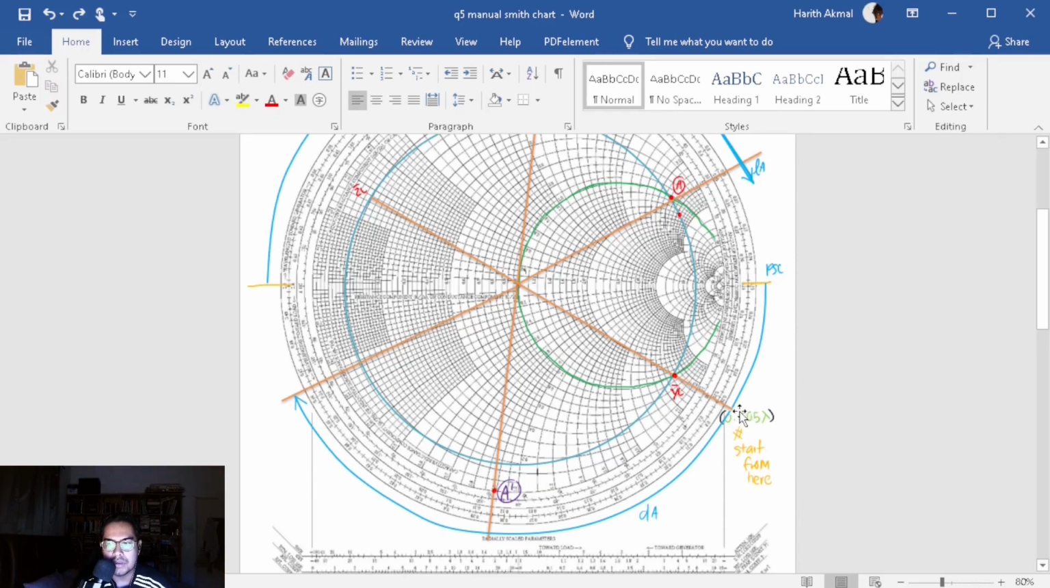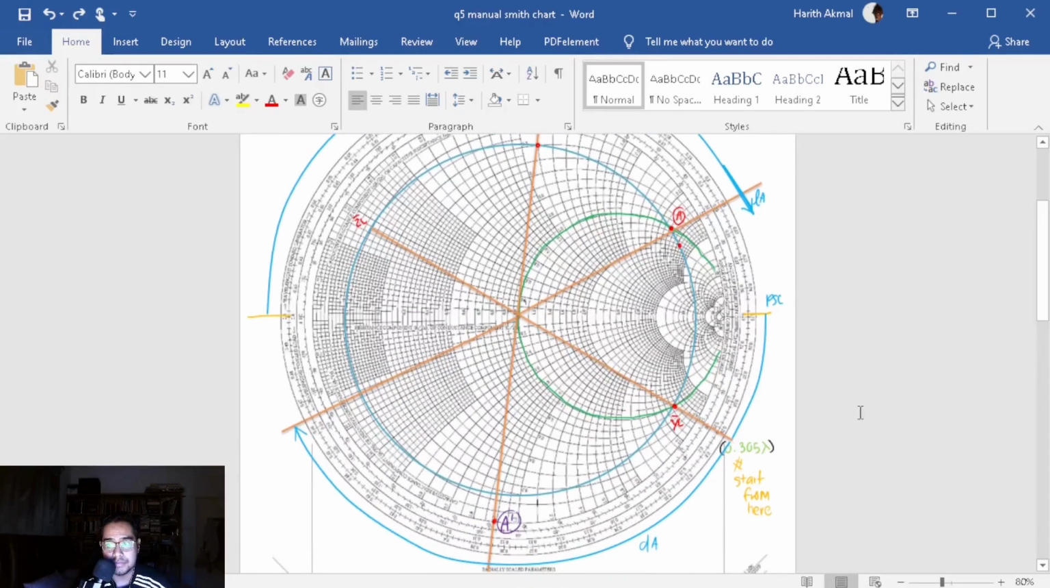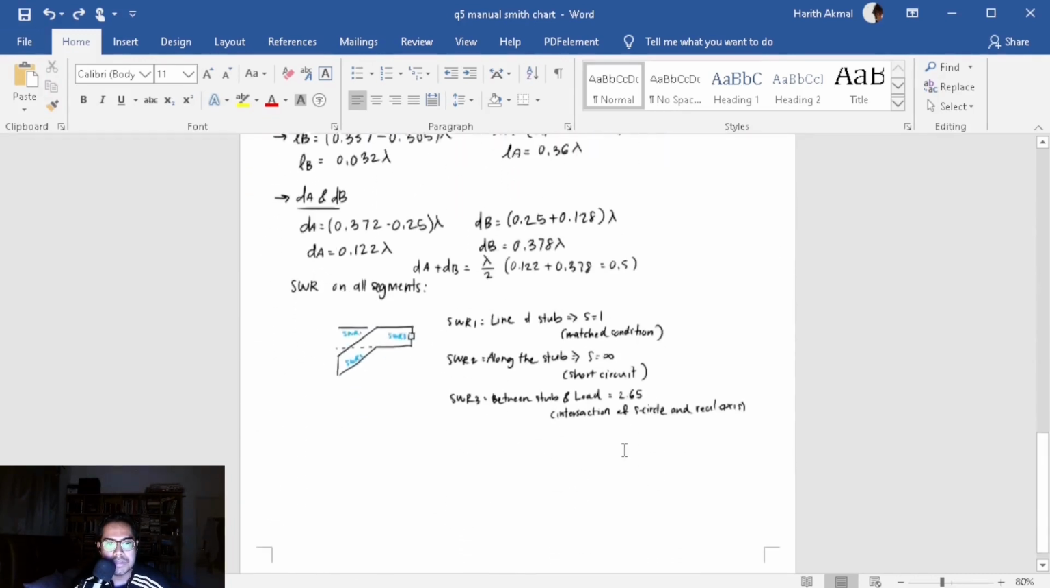Okay, after plotting the value of DA plus DB, there's a law which says that it must be equal to the value or not. So the last part is the SWR on all segments, and how we do this is by looking at this drawing. Let me show you the drawing here.